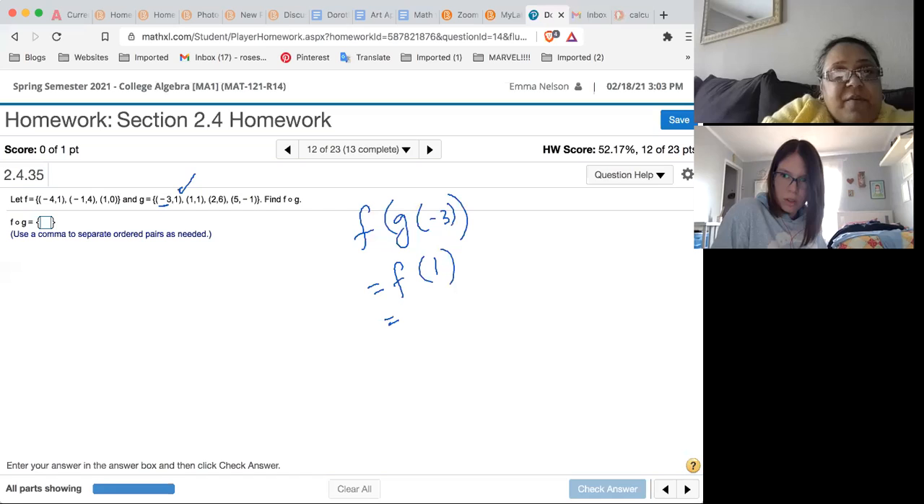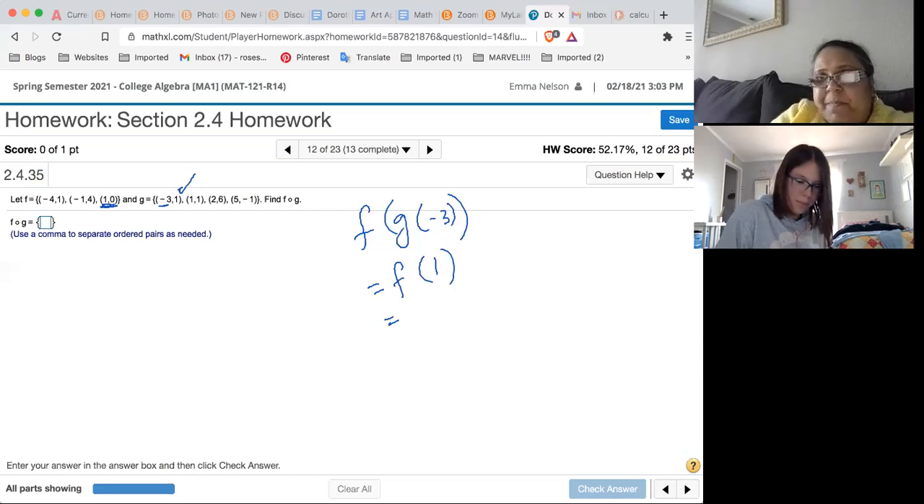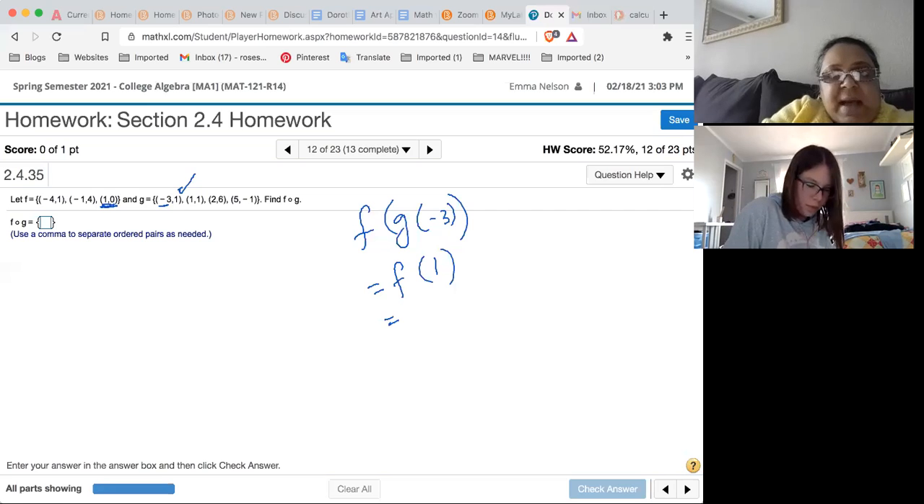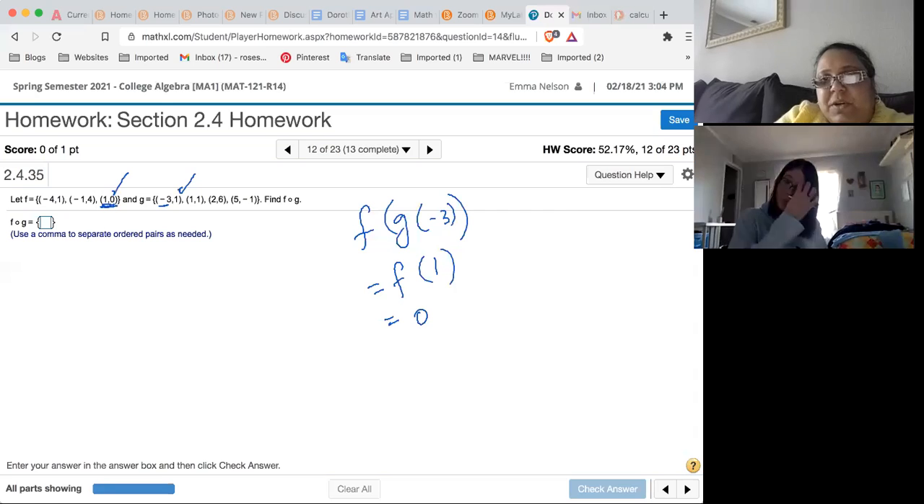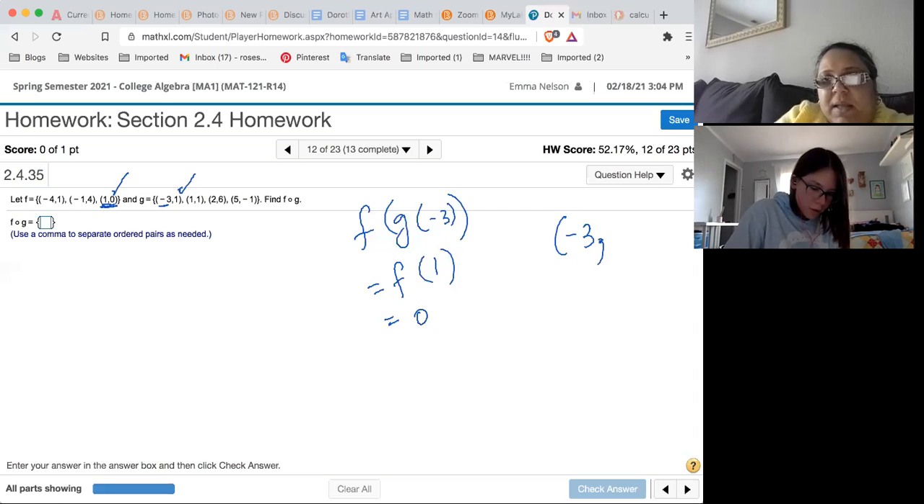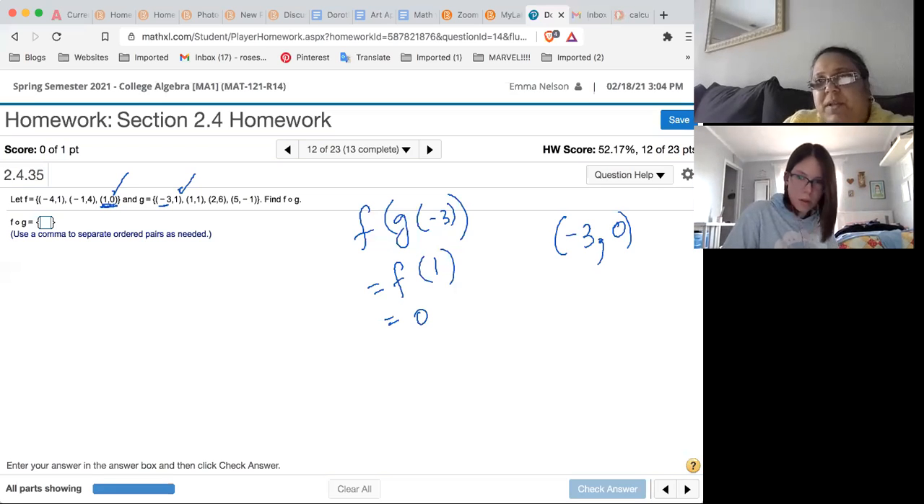No, because f of 1 will be this ordered pair here, right? Because that's where you have the -1. So it will actually be that 0. So that means this ordered pair, we started out with -3 initially, and then you ended up with 0. So that would be the ordered pair for the first one. Does that make sense?